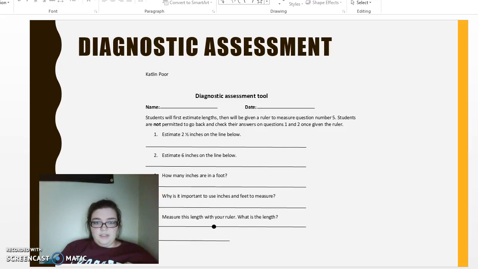And then this is my diagnostic assessment. It was based for math and science, and students had to estimate inches, and then they had to measure with a ruler. That went along with the standard that they had to do.